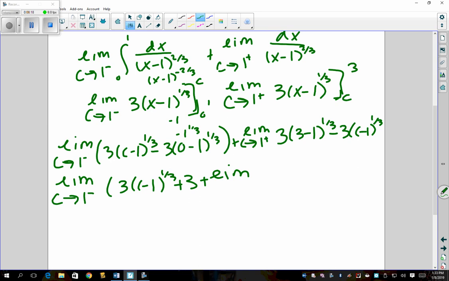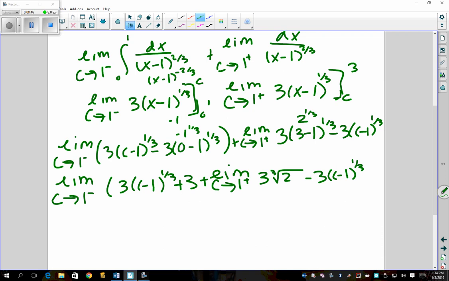And this turns into the limit as c approaches 1 from the positive side, and this becomes 3 times 2 to the 1/3. We can rewrite this as 3 times the cube root of 2, and then minus 3 times c minus 1 to the 1/3.